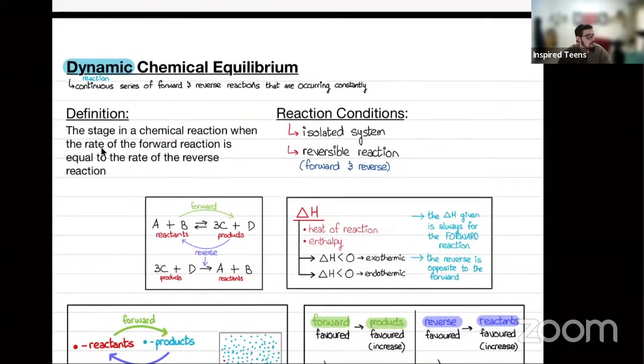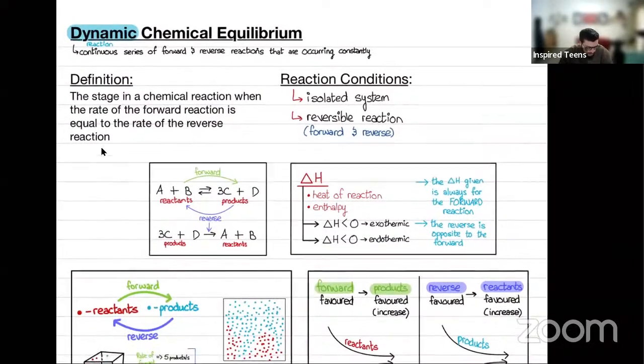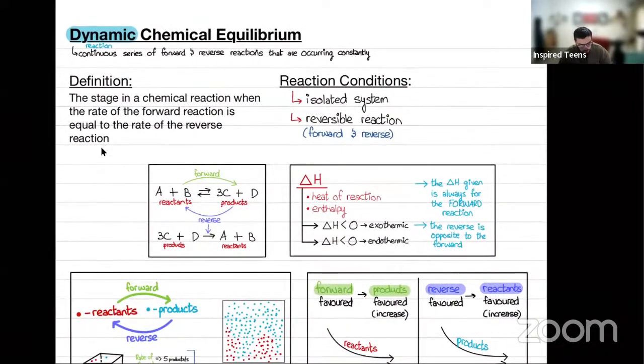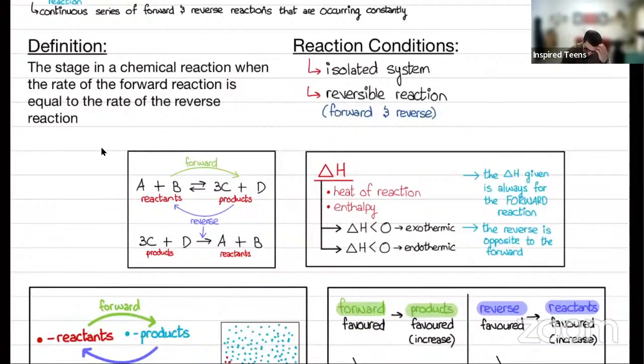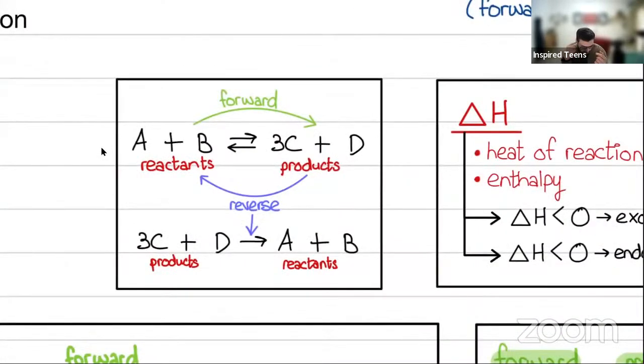We said that chemical equilibrium is a dynamic chemical reaction, which is a continuous series of forward and reverse reactions that are occurring constantly. That's what continuous means, right? Definition: a stage in a chemical reaction where the rate of the forward reaction is equal to the rate of the reverse reaction. We also have certain reaction conditions. It has to take place in an isolated system, and it has to be a reversible reaction, meaning there has to be a forward and there has to be a reverse reaction. We discussed what is a forward and a reverse reaction.